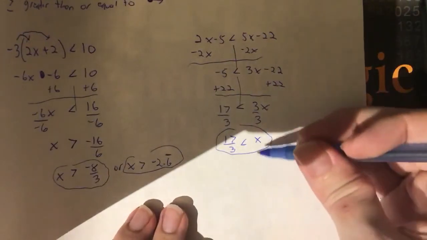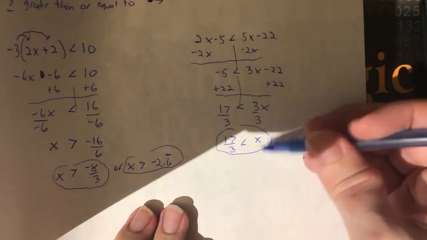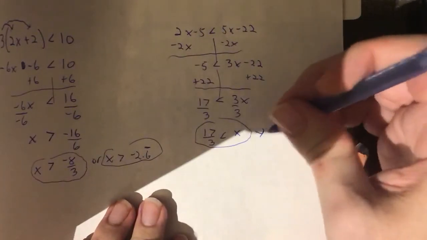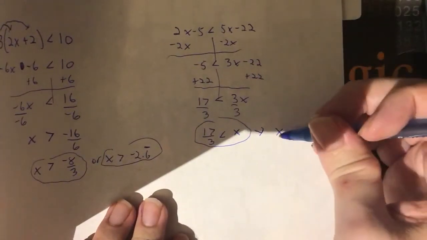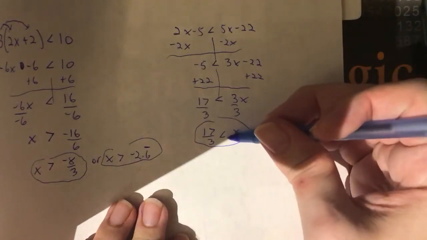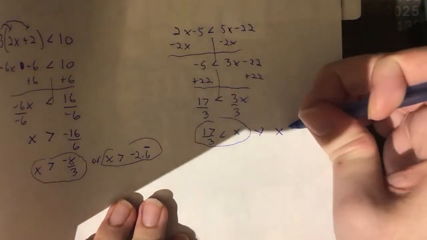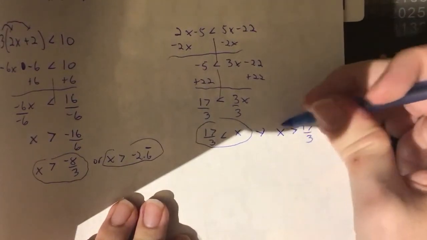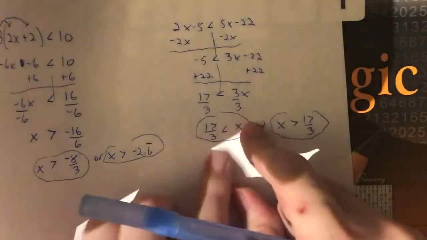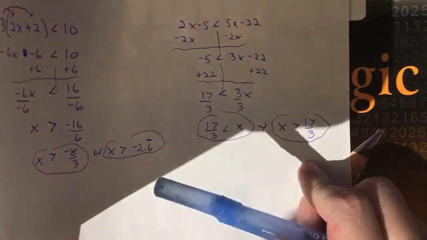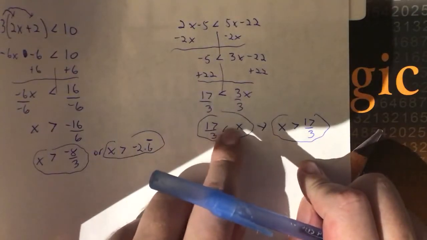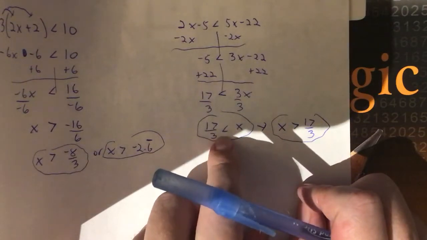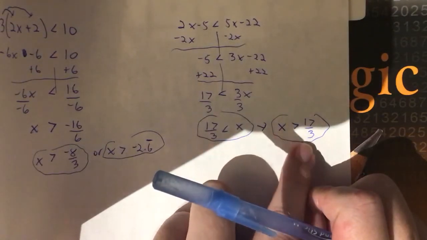When I write my inequality, I want to put my variable piece first. So I can rewrite this by writing the x piece first. Notice the inequality symbol is eating the x, so it's going to eat the x when I rewrite it. So it's x greater than 17/3. When you rewrite it, just flip the two pieces around, and whichever way it's eating the piece, that's the way it goes here. So 17/3 less than x is really the same as x greater than 17 over 3.